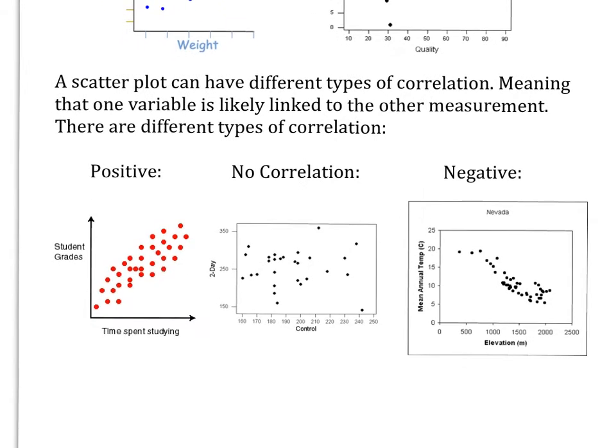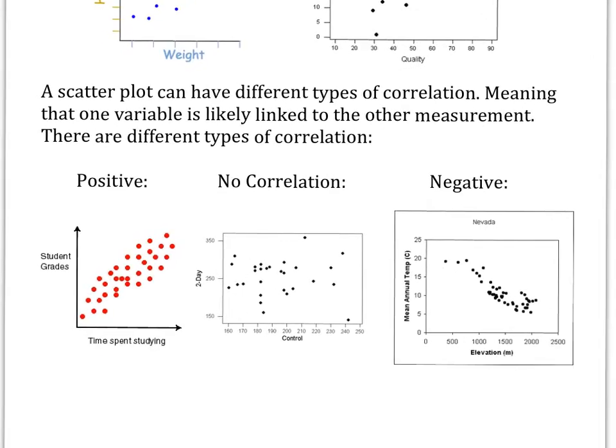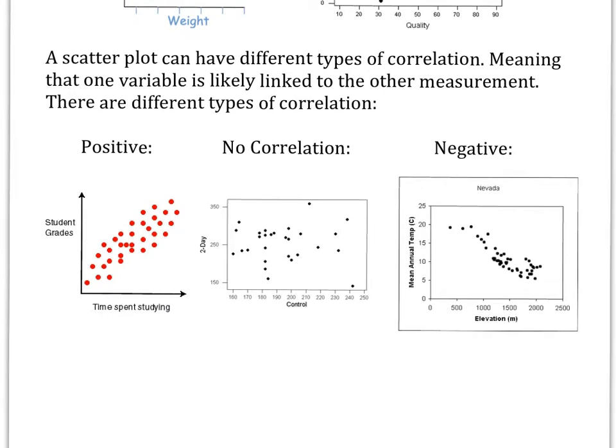A scatter plot can have different types of correlations, meaning that one variable is likely linked to the other measurement. And there are different types of correlations. So a positive correlation looks like the trend of data points is going in an upward direction from left to right. So if we were to draw a line through this, the majority of the data points would be going in a positive trend. And so what this says here is, as time spent studying goes up, so do student grades.